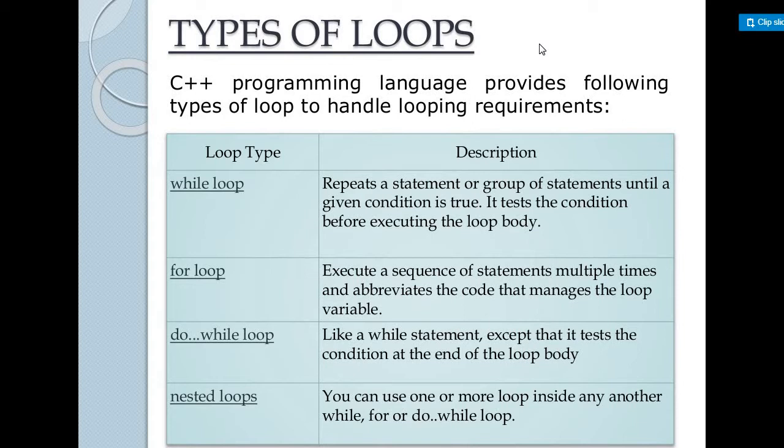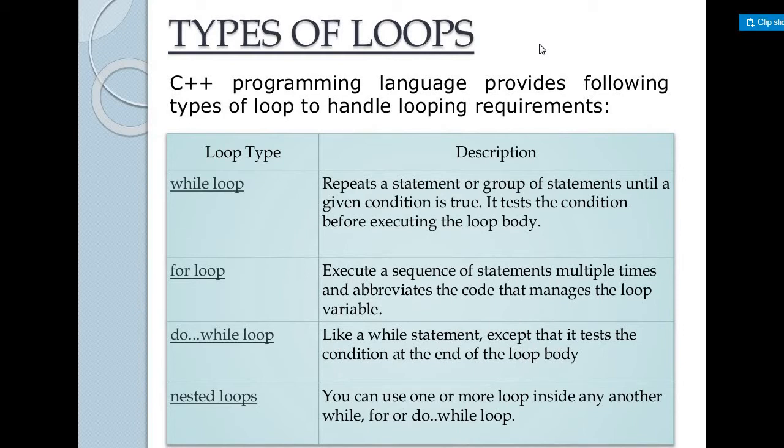Next, the for loop. It executes a sequence of statements multiple times and abbreviates the code that manages the loop variable. It consists of three parts: initialization, testing, and updation, that is increment or decrement. So it is also an entry control loop, because it tests the condition before entry into the loop.